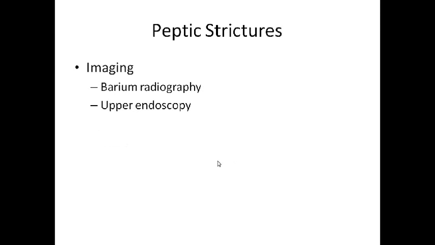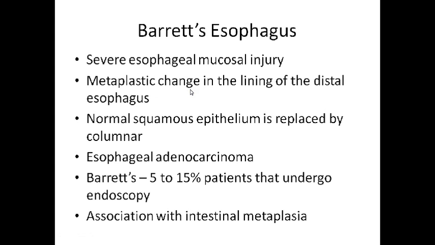The imaging that we want to do for this is barium radiography. Remember that the barium radiography will give the anatomy, the structure of the esophagus. We may want to get some visual with an upper endoscopy with this, but usually doing a barium radiography is going to be the imaging of choice.